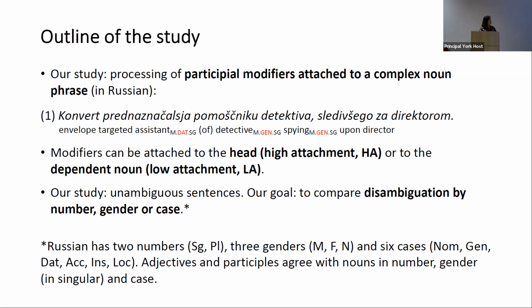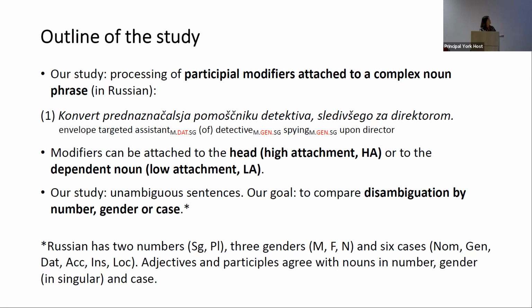So as you can see, participial modifiers can be attached to the head, and this is traditionally called high attachment, or to the dependent noun, and this is traditionally called low attachment. In our study, we will focus on unambiguous sentences, but as I will mention in a minute, there is a long line of research focusing on ambiguous sentences where people have to choose the attachment side. And our goal here is to compare disambiguation by number, gender, and case.